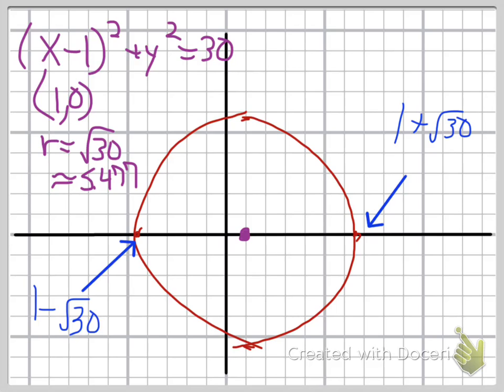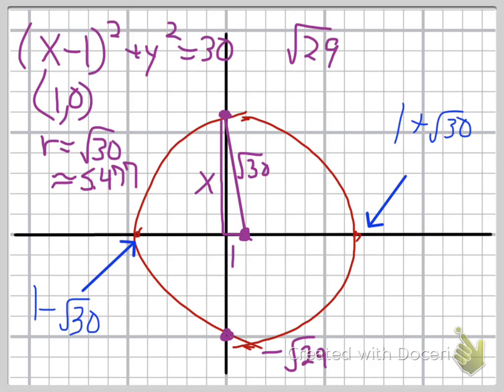My y-intercept, I need to do the Pythagorean theorem to figure this out. I know that this distance here is the square root of 30. This I don't know, but that is 1 unit. So I need to solve for that. So doing the Pythagorean theorem, I can go ahead and solve that, and I actually get that distance to be the square root of 29. So my y-intercept is the square root of 29 here, and the negative square root of 29 here.